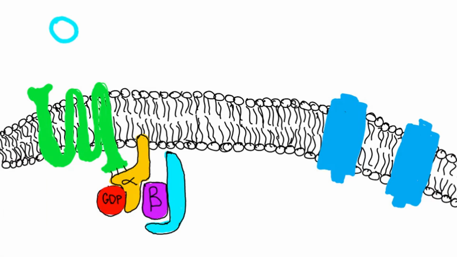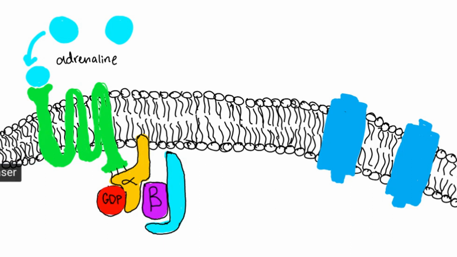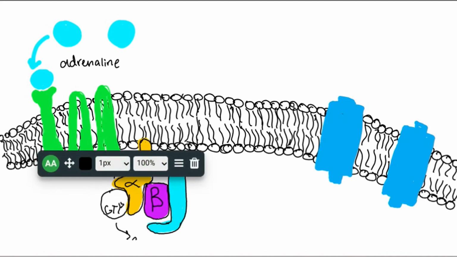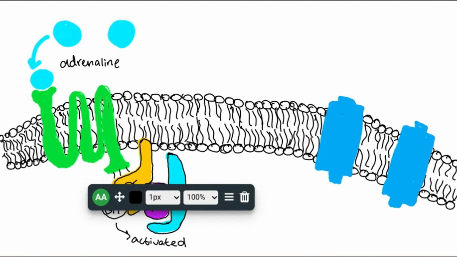Adrenaline, or epinephrine, binds to the beta-adrenergic receptor, which leads to a conformational change in the GPCR domain, with which the GDP bound to the G-alpha protein is replaced with GTP. This process is mediated by GEF, which is guanine nucleotide exchange factor. The binding of GTP to the G-alpha subunit drives the activation of the G protein.